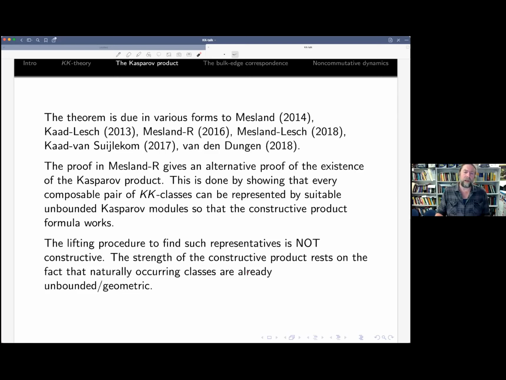The proof in the paper that I wrote with Bram actually gives an alternative proof of the existence of the Kasparov product, because we can show that every composable pair of K classes can be represented by unbounded modules for which the formula does work. Now, that is, of course, not constructive. It's a very non-constructive thing to build those classes. I still think the strength of the constructive product rests on the fact that a lot of naturally occurring classes are already unbounded or geometric.